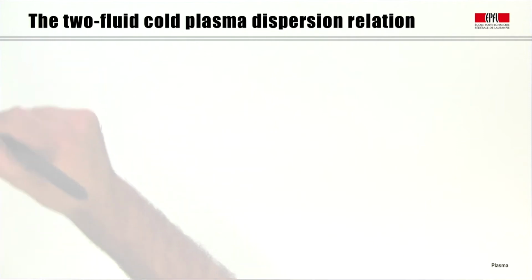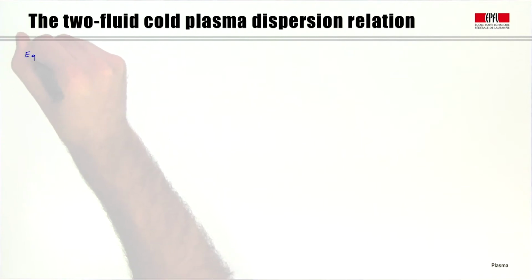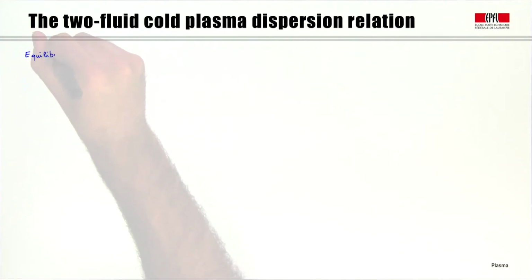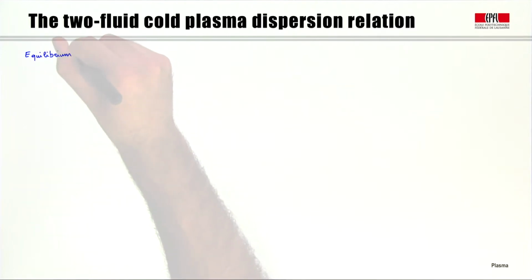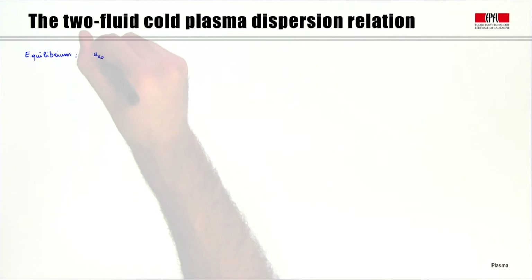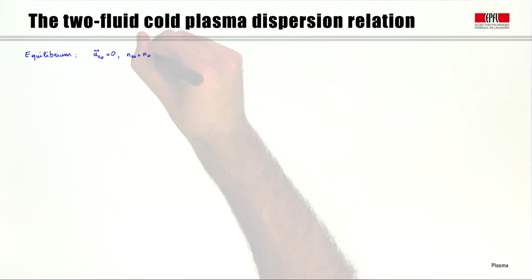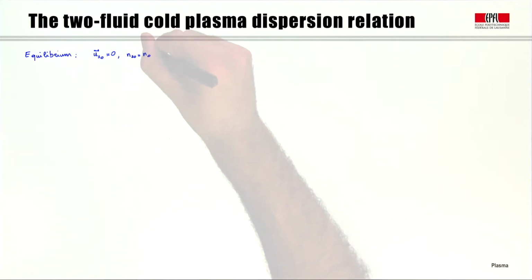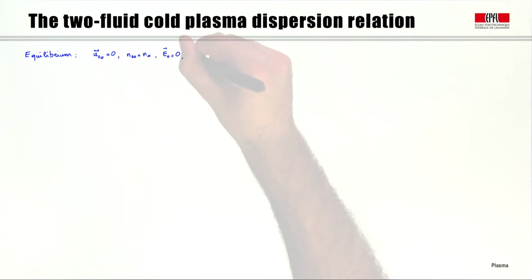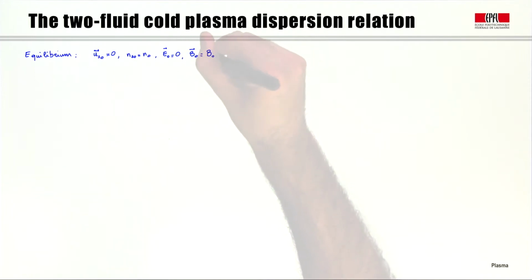So to start, what is the equilibrium we are considering? We are considering a static equilibrium. Therefore, the equilibrium velocity of the plasma species is equal to 0. We are considering a plasma that is neutral, of course, in the equilibrium state, and therefore where the equilibrium electric field is equal to 0. And we will also consider an equilibrium magnetic field that is uniform and static, and we will turn our coordinate system in such a way that the equilibrium magnetic field becomes parallel to the e_z vector.